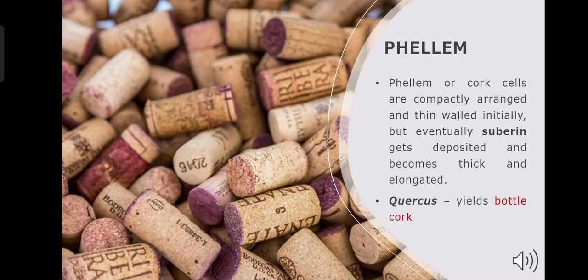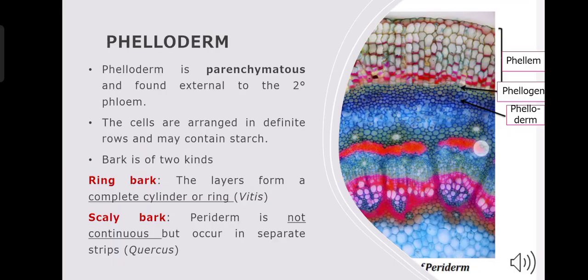Whereas phellem or cork cells are compactly arranged and thin-walled initially, but later during the development, suberin gets deposited and they become thick and elongated. For example, the phellem of Quercus is used as bottle cork. Phelloderm is a parenchymatous tissue found internal to the cork and hence is called secondary cortex. The cells are arranged in definite rows and may contain starch.